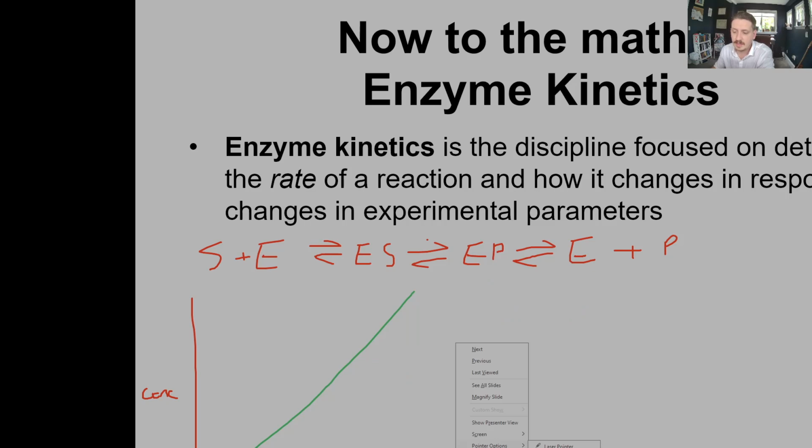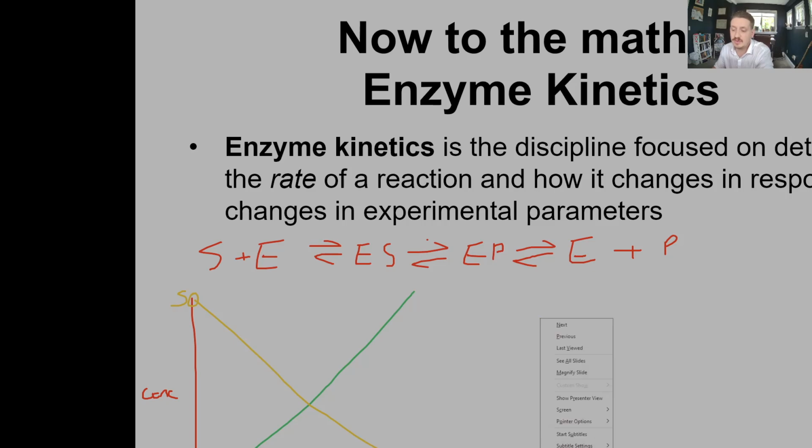Similarly, let's use orange. The concentration of substrate is going to start off high, but it's going to decrease over time as it gets used up. So product increases over time, substrate decreases over time, no problem.